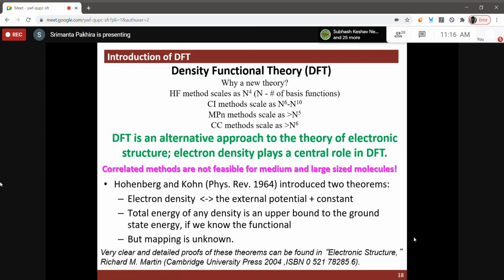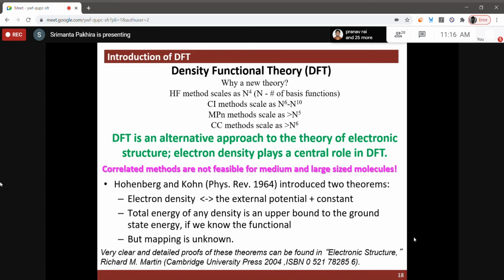One of the things is that in the Hartree-Fock method, if n is the number of basis functions, or number of atoms, or number of electrons, the scaling is of the order of n to the power 4. If you run a Hartree-Fock calculation, it may take just a few seconds, or in some cases a few minutes. It will be very fast.